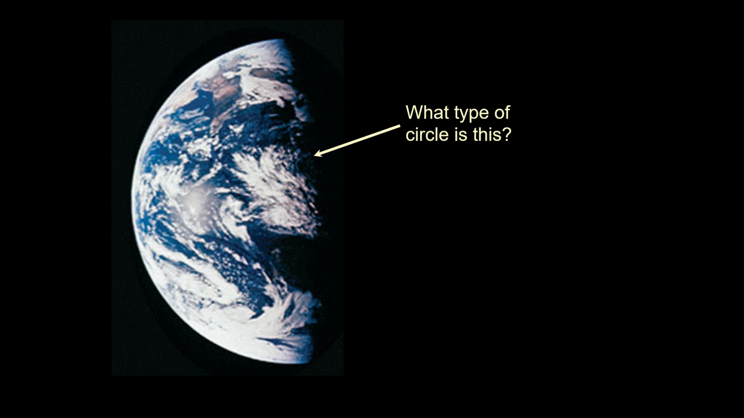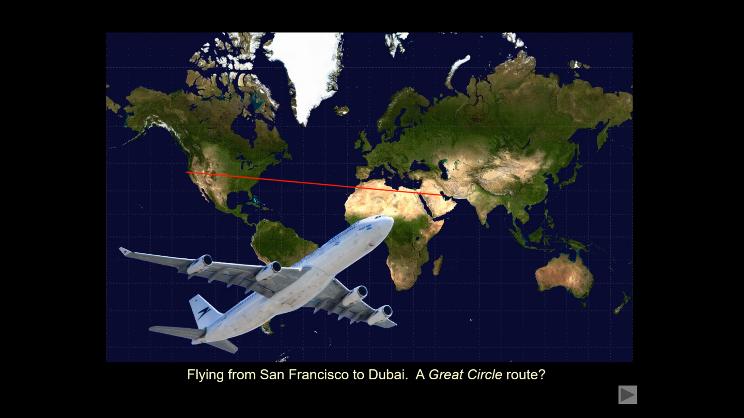Something else about great circles that is interesting and important to things that we do all the time: in aviation, when airplanes fly long distances, they always fly great circle routes because they are the shortest distance between 2 points. So let's take a look at that in this next slide right here.